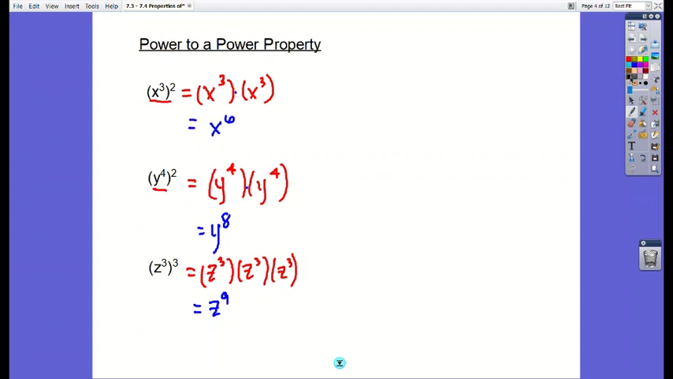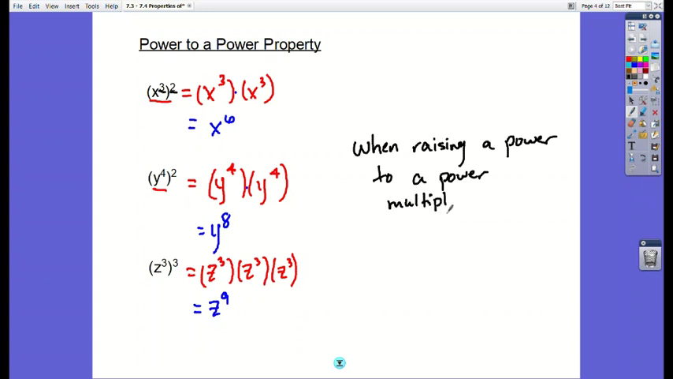And now we can come up with a rule. Here we see that we have x cubed squared, which is x to the 6th, y to the 4th squared, y to the 8th, z cubed cubed, z to the 9th. And our property, we can say: when raising a power to a power, we are going to multiply exponents. So if we take a look at this, 3 times 2 gives us 6, 4 times 2 gives us 8, 3 times 3 gives us 9, and so this property holds.